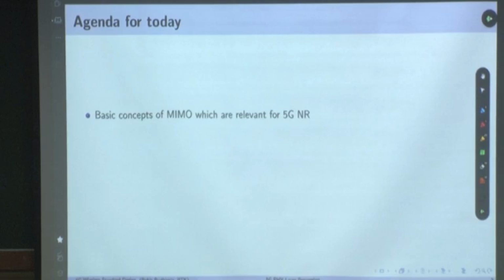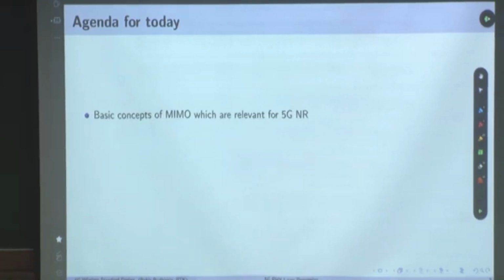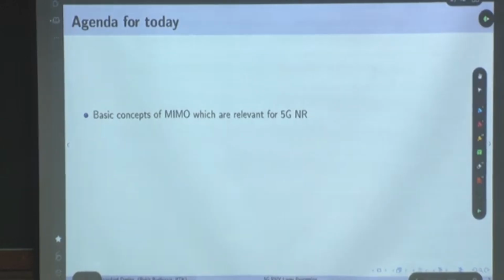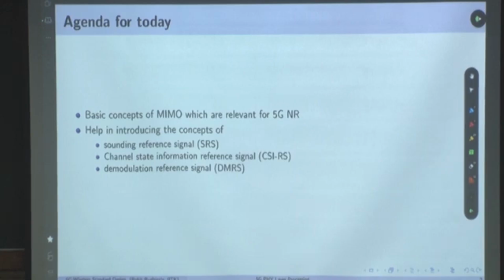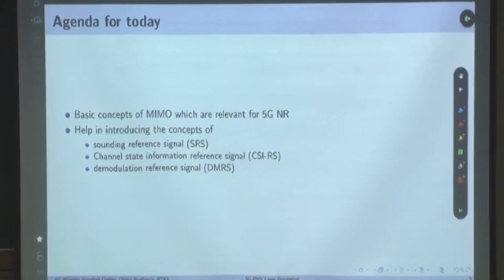So we'll only touch these basic concepts which are relevant for 5G NR. I teach a full semester course on MIMO. We'll cover this in 1 or 1.5 classes. We'll only see what is relevant, and that will help us in introducing the concept of these different reference signals, and they are defined especially for MIMO.